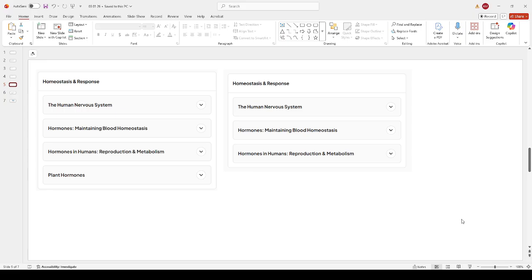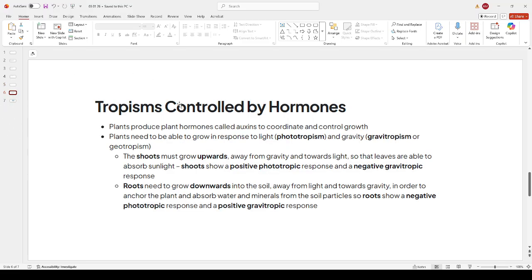So on the board, I have listed out the topics for homeostasis and response. The one on the right is for combined. The one on the left is for triple. The one on the left you can see has that extra topic of plant hormones. So that's what we're going to go through today. We're going to go through plant hormones. Okay, so let's go straight into it.